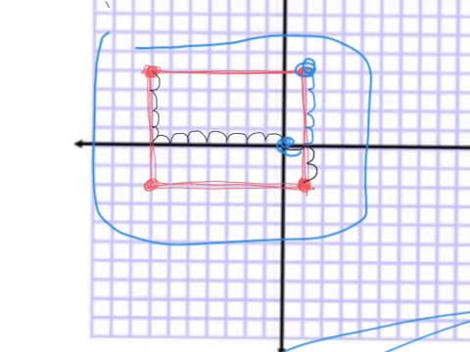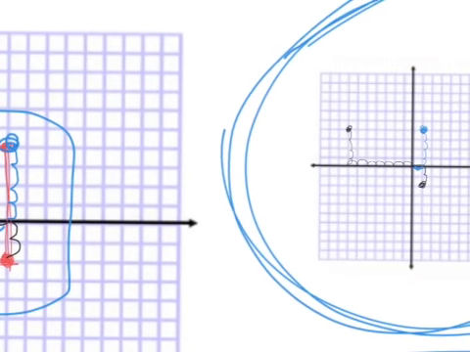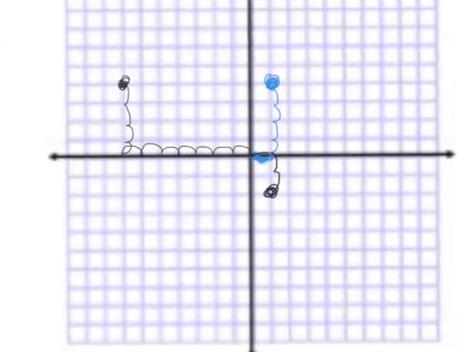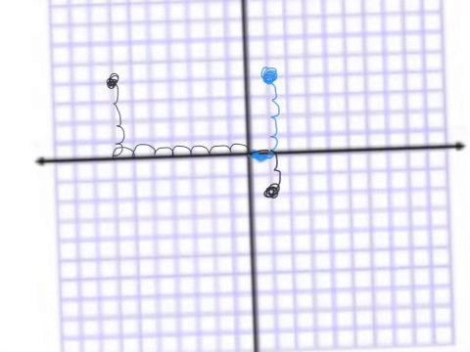And now let's count to get to this point. 1, 2, 3, 4, 5, 6, 7 to the left, and 1, 2 down. And you probably could have guessed this last point because it seems to line up with the other points in the rectangle. If not, then you could have gone 1, 2, 3, 4, 5, 6, 7 to the left, and 2 down, just like we did before.